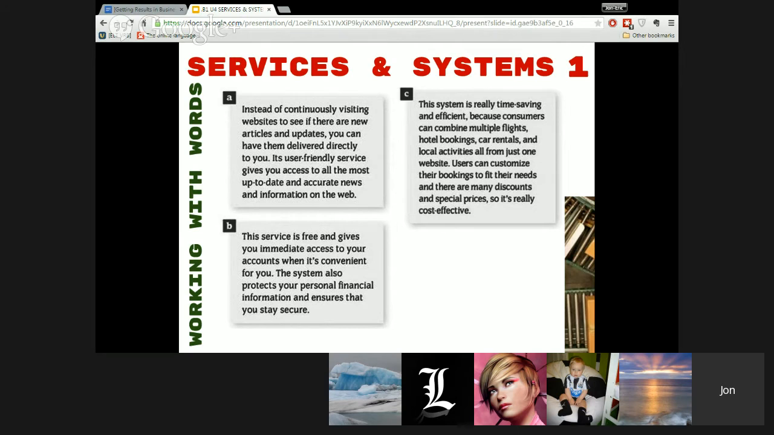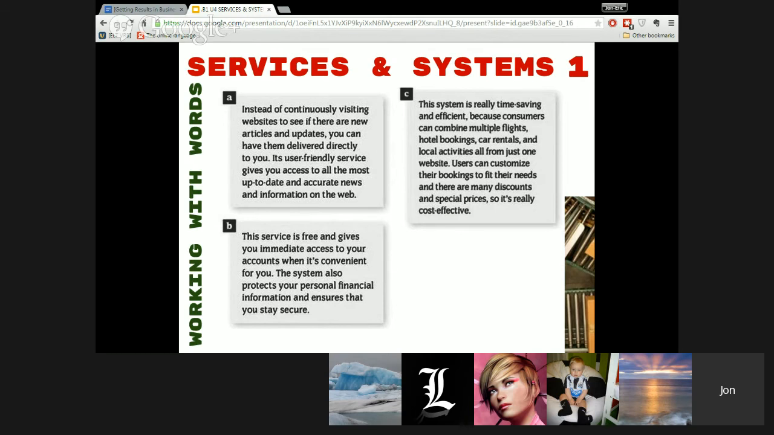Cornell, can you read B? I don't know if you were here yesterday. I think you were. Could you read B for us? This service is free and gives you immediate access to your account when it's convenient for you. The system also protects your personal financial information and ensures that you stay secure. Okay, and what service was that? Do you recall? Bank. Bank service or account service or something like that. So it is about Lloyd's. It was about Lloyd's, that's right. So Lloyd's online banking in this case. We'll say online banking. Very good.